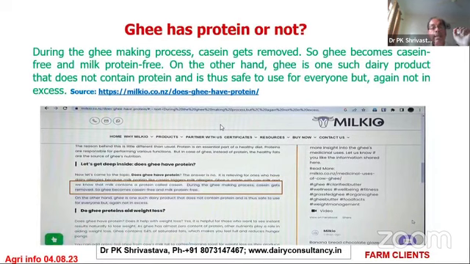Right? Now see what it says. I'm going to show that ghee. It says that we know that milk contains a protein called casein. During the ghee making process, casein gets removed. So ghee becomes casein free and milk protein free. So once the ghee becomes milk protein free, how is it A1 or A2?